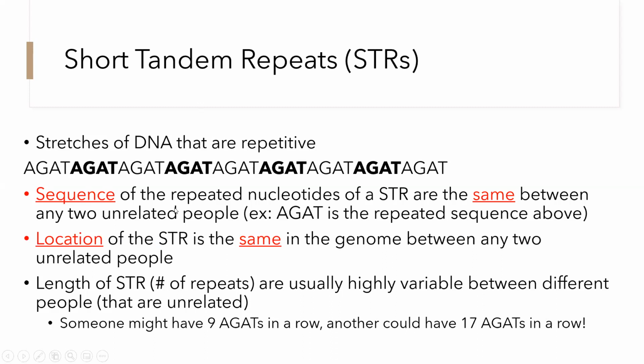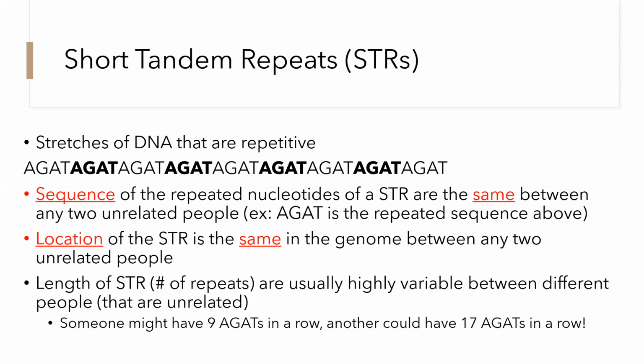The sequence of those repeated nucleotides is the same between two unrelated people. So AGAT is our repeated sequence. It would be the same between you and I. The location is also the same in the genome between two unrelated people, so also between you and I. Where you would find them in the genome, like on what chromosome, would be the same. However, what is different is the length, or the number of repeats.